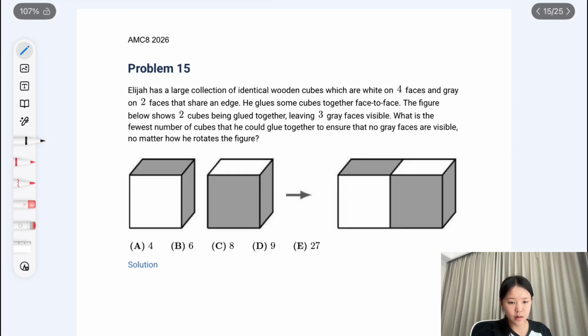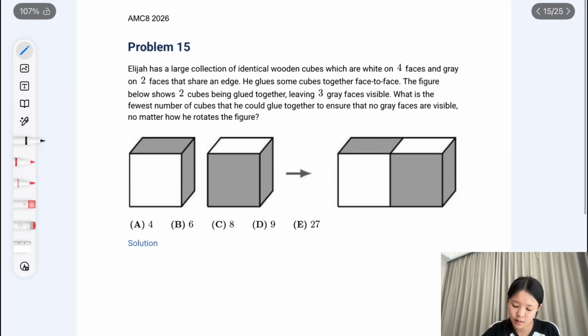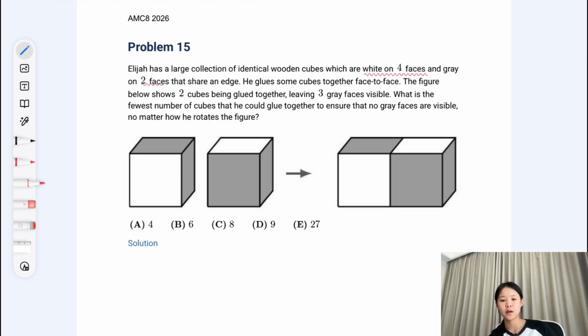Okay, so Elijah has a large collection of identical wooden cubes, which are white on 4 faces and gray on 2 faces that share an edge. He glued some cubes together face to face, and the figure below shows 2 of these solutions that he could glue together. The fewest number of cubes that he could glue together to ensure that no gray faces are visible, no matter how he rotates the figure.